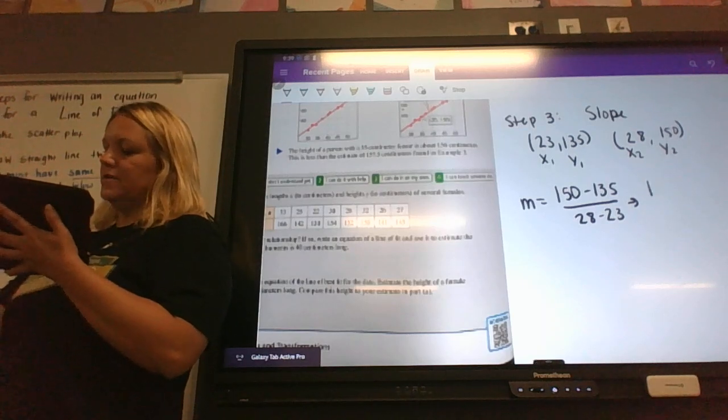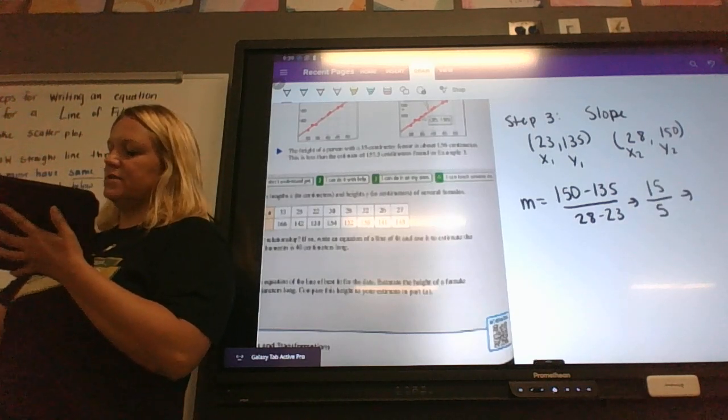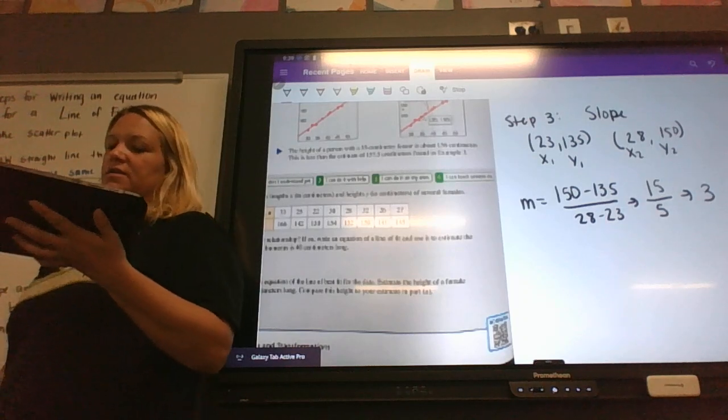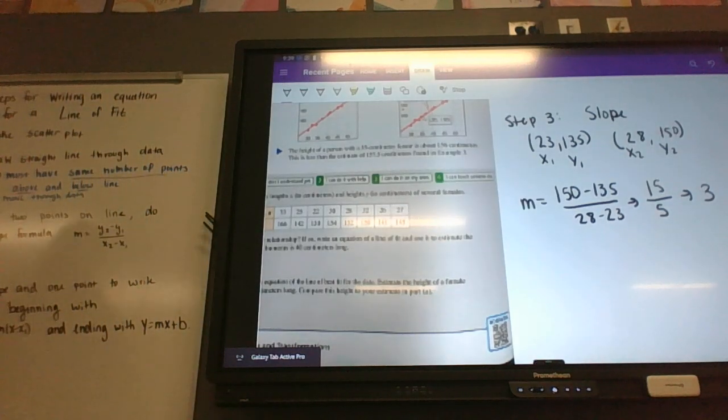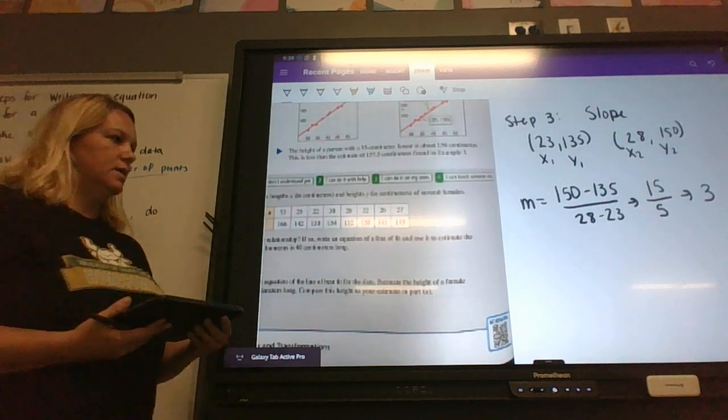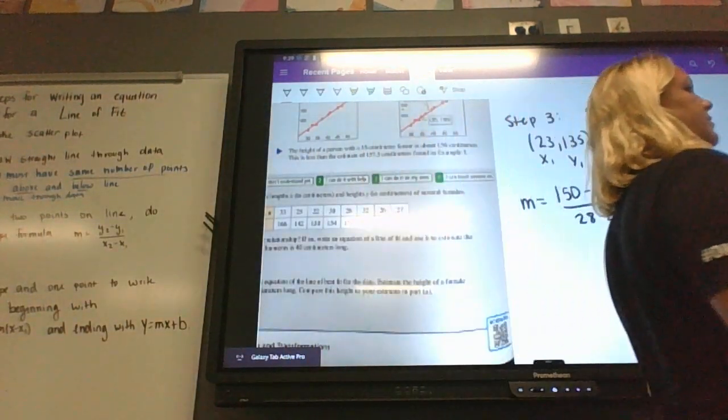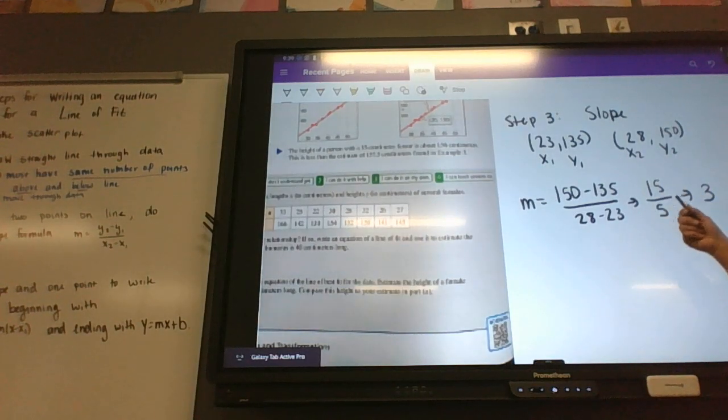So, oh man, this worked out really good. I got an even number. You might not. You might have a decimal or a fraction. I did this last class by hand, and instead of an even 3, I ended up with 5 over 2, which was 2.5.